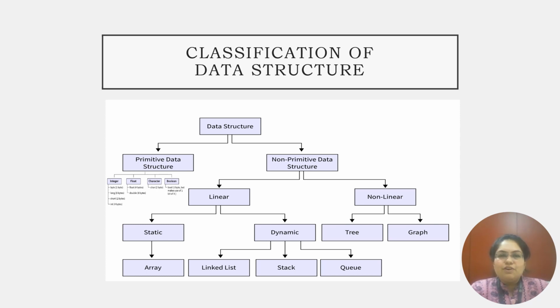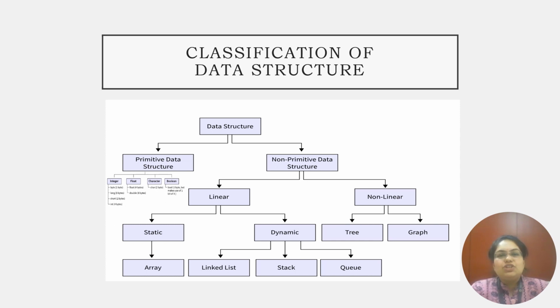Basically, there are two types of data structure: primitive and non-primitive. Primitive data structures include data types like integer, float, character, boolean, etc. Non-primitive data structures are categorized in two types: linear data structure and non-linear data structure. If we talk about the linear data structure, they are basically categorized in two types: static data structure and dynamic data structure.